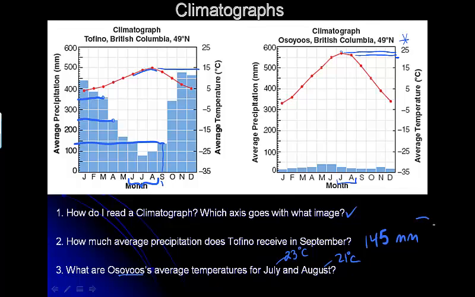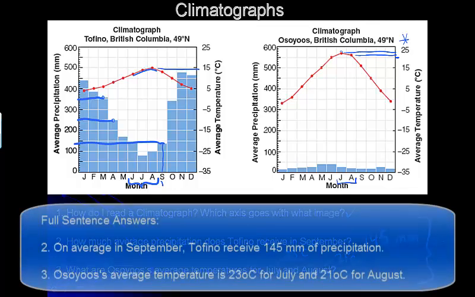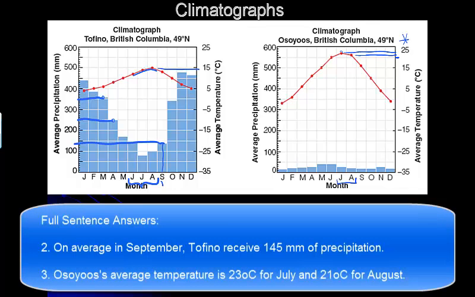If answering these questions on an assignment, please make sure to answer them in full sentences so that from your answer we could tell what the question was. A sentence such as Osoyoos's average temperature for July is 23 degrees Celsius and for August is 21 degrees Celsius would be fine.